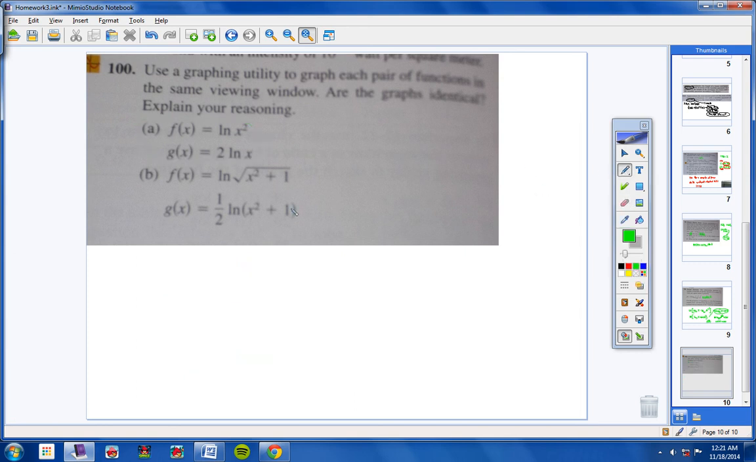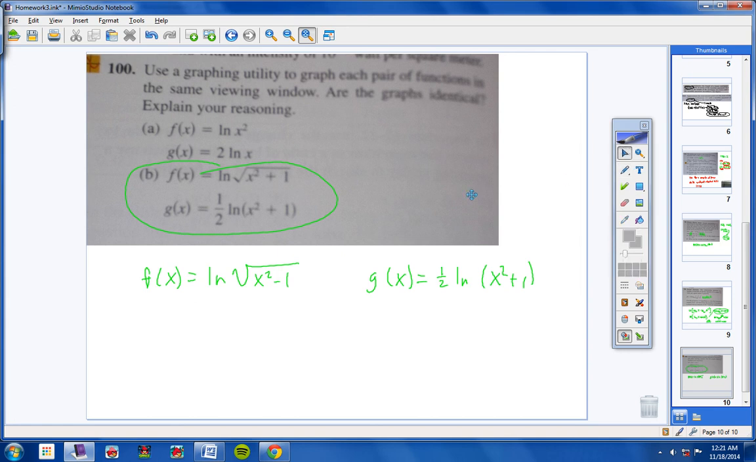Right here, same thing. So we have f of x equals natural log of this right here. G of x equals 1/2 natural log of x squared plus 1. Now, these are identical, okay? Look. We've learned that whenever you have a radical like this, a square root, that's the same thing as writing it to the 1/2 power like this.